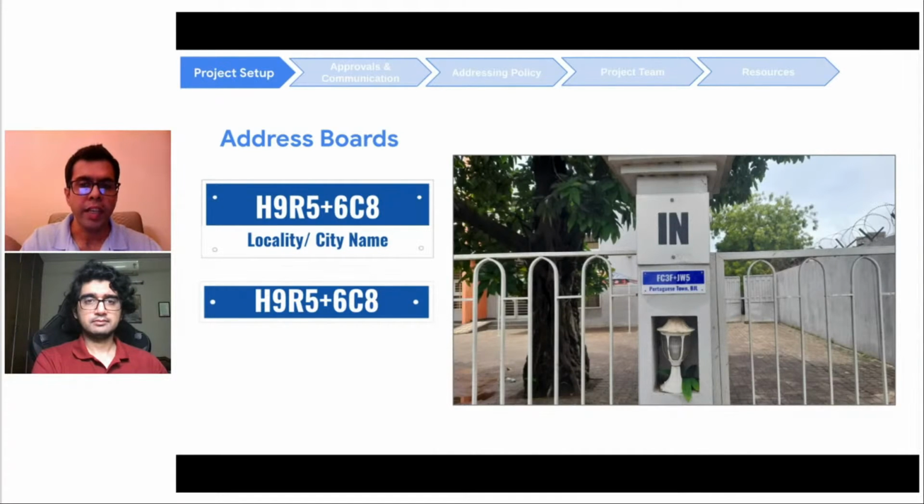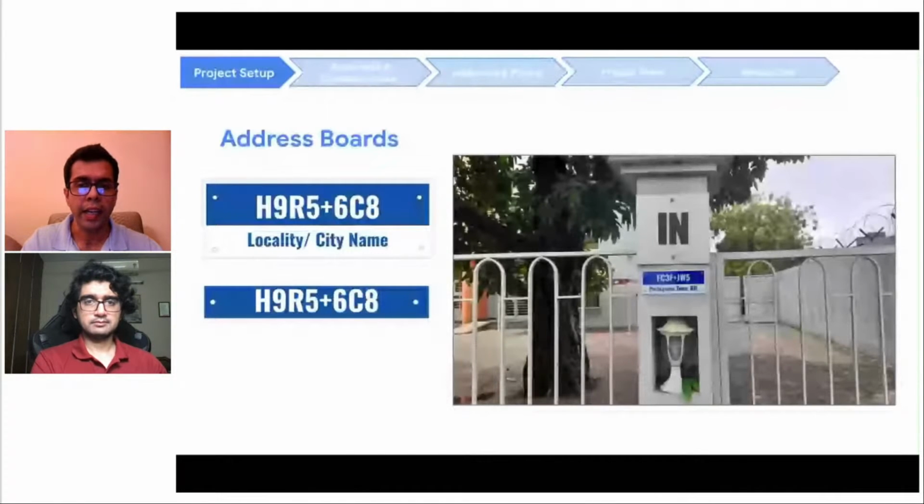Address boards are fixed at the entrance of a property. They help the user to validate whether they have reached the right property or not. This is where the online and offline worlds meet. It's important to set up a robust supply of address boards for your addressing project.